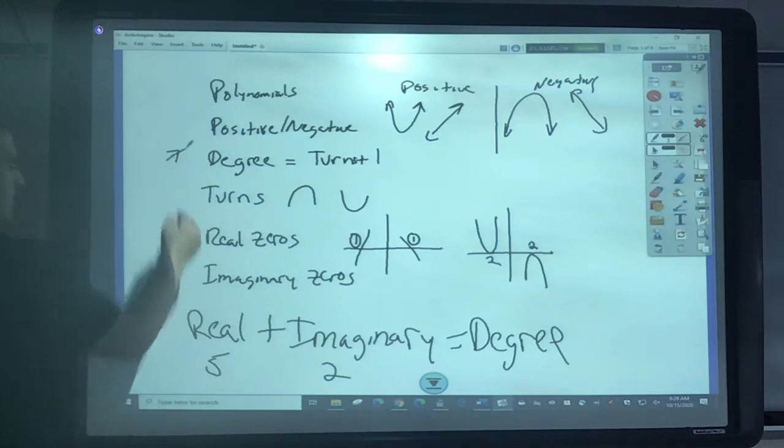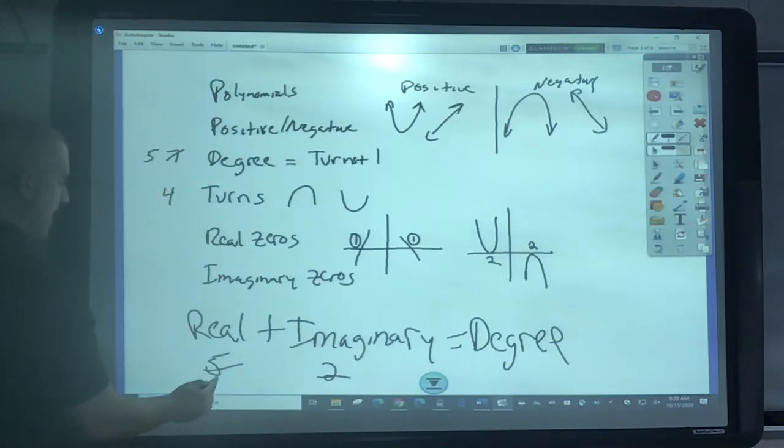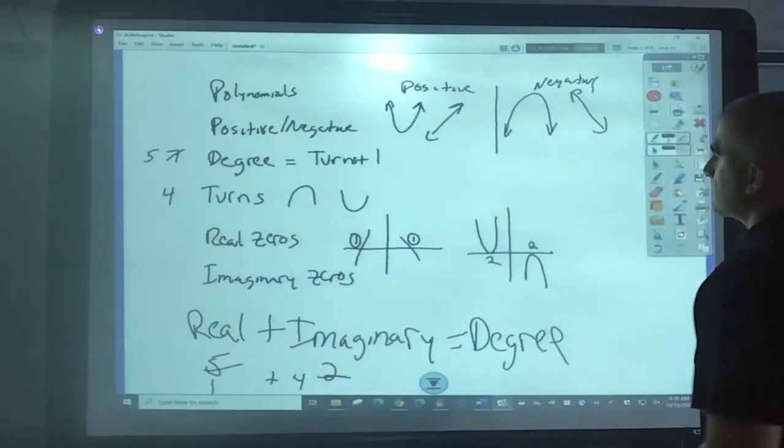So for instance, let's say I had 4 turns, which would mean that I would have a degree of 5, and let's say I had 1 real zero. Well, this plus this would have to get my degree, so that would have to be 4. So now let's go through some actual examples.